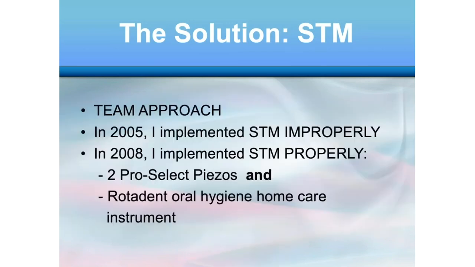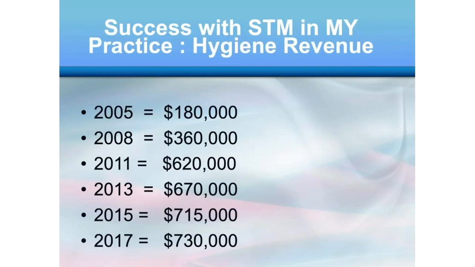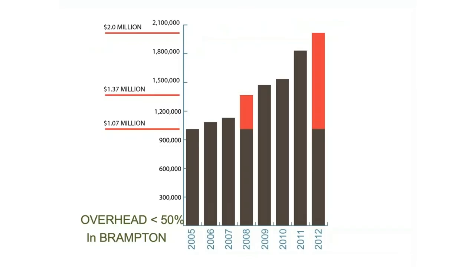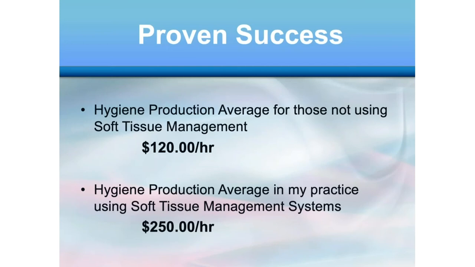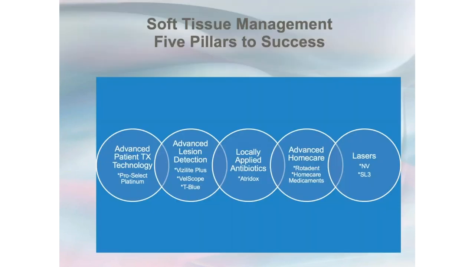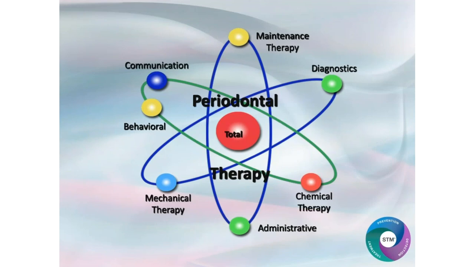And as I mentioned, in 2005, it didn't work. We improved in 2008. We doubled our production. And currently now we're around 750K in just hygiene. And that's with one dentist and two hygienists. So I think this is a real opportunity for everybody out there to not only improve their production, but most importantly, improve the quality of their practice using the 5 pillars to success.